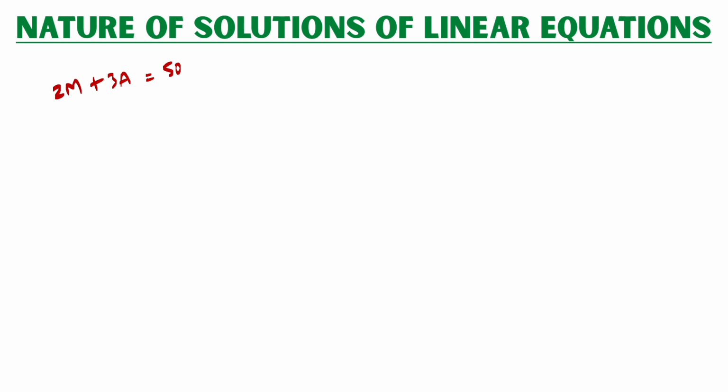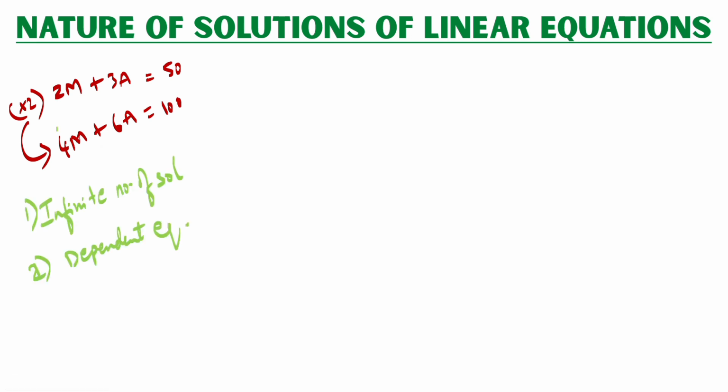Okay, I will give you one more equation: 4m plus 6a is equal to 100. Now can you solve? No, you cannot solve, because both the equations are the same. What did I do? I just multiplied the first equation by 2 and I got this second equation. So as both the equations are the same, we will have an infinite number of solutions, and these are dependent equations.